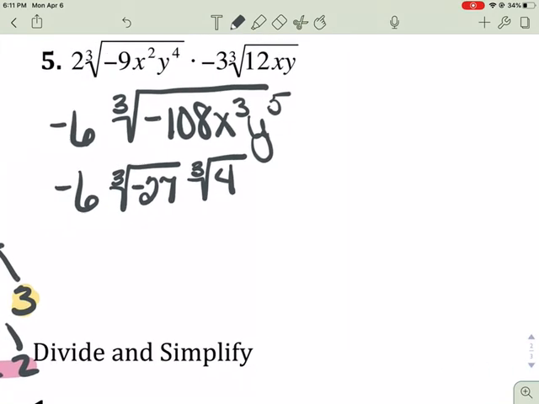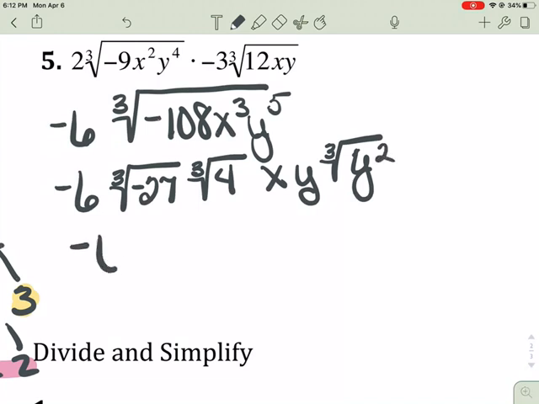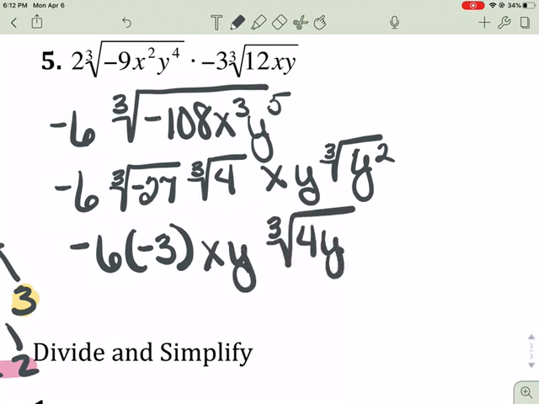Okay. Now I'm going to do my variables. Remember, we're going to do 3 into 3 goes once. 3 into 5 goes once with 2 left over, so they stay underneath the radical. All right, so we have the cube root of negative 27 is negative 3, and that's going to get multiplied with the negative 6 that's out in front. And we have an xy cube root of 4y squared.